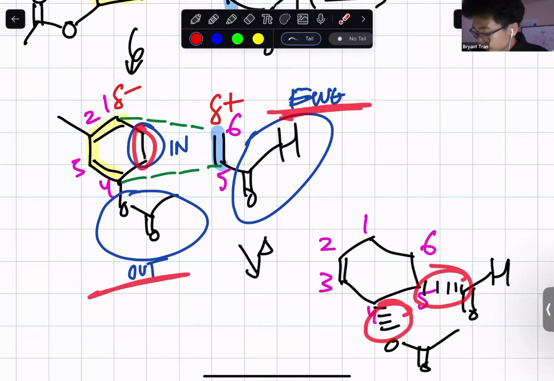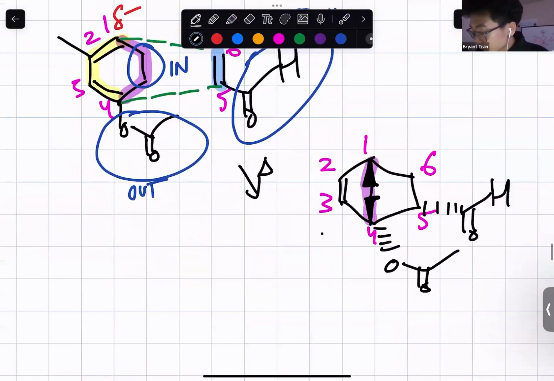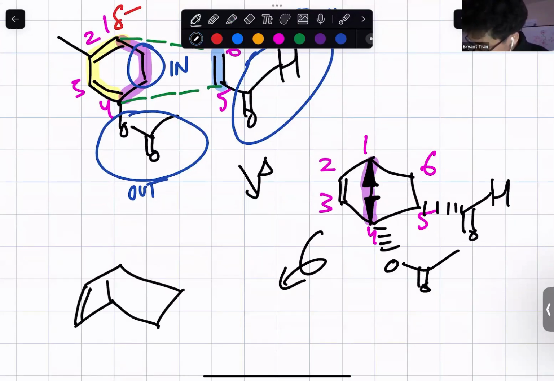Now the in group here, because it's fused in a ring like that, we're going to make them trans to the EWG, which is trans like that, which is wedge like that, right? Like if I highlight this bridge here in purple, that's this bridge here in purple like that. Another way that you could visualize this is like this right here, right?